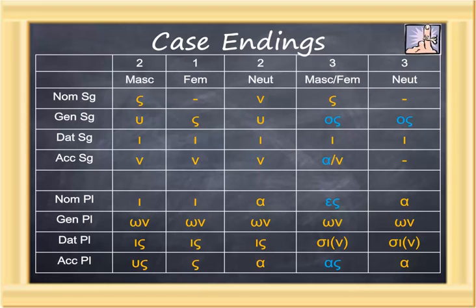And nothing is more important than to know the case-ending chart for working with nouns and related forms in Biblical Greek. By now, the first and second declension chart, the 2-1-2 chart, the first three columns here, should be very familiar to you. Sigma, nothing, nu, upsilon, sigma, upsilon, iota, iota, iota, all subscripted, nu, nu, nu, iota, iota, alpha, omega nu, omega nu, omega nu, iota sigma, iota sigma, iota sigma, upsilon sigma, sigma, alpha.